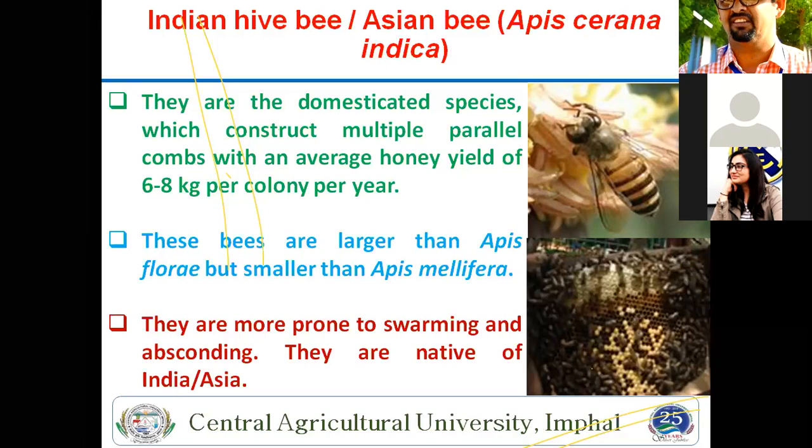Another character of the Indian bee is that they are more prone to swarming and absconding, but they are native to Asia. Their swarming and absconding is higher than Apis mellifera. Apis mellifera is very less. That's why most farmers use Apis mellifera, because they have less swarming and less absconding. But the Indian bee has more swarming and absconding. If there is no availability of food, they leave the box and go to another place. This is the main drawback of the Indian bee.